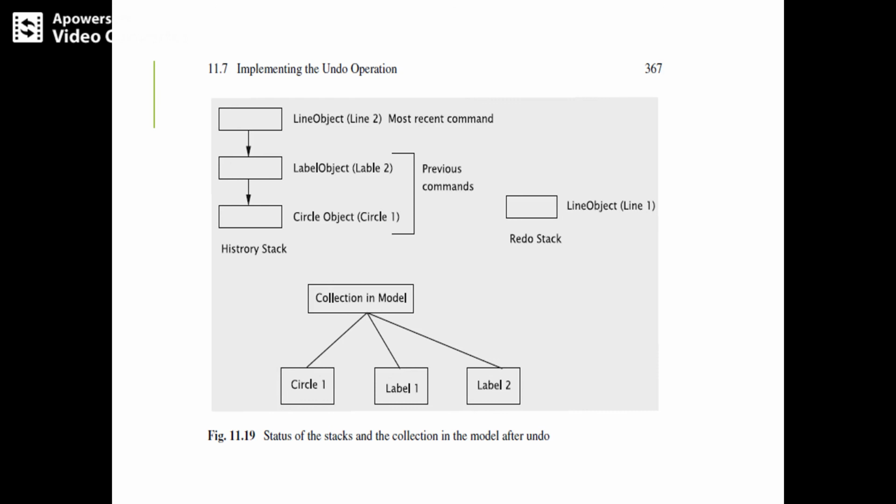Here the redo operation is simple enough. If the redo stack is not empty, the command must be re-executed and the top object of the redo stack must be transferred to the history stack. The redo involves updating the model: the redo method of the command object calls the execute method to do the necessary actions. For the line command object, this involves adding the line back to the model collection.